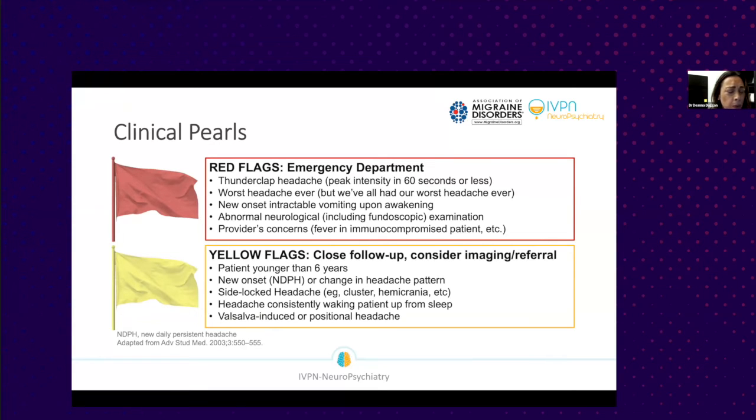By the way, we saw, and we had been seeing quite a bit even in adolescents with long COVID, where they had definitely what presented as a new daily persistent headache, although they had a temporal relation to acute COVID infection a few weeks prior to that. A side-locked headache consistently waking a patient up from sleep, especially in the pediatric population, that is a concern. And then also positional headache or Valsalva induced. Next slide.